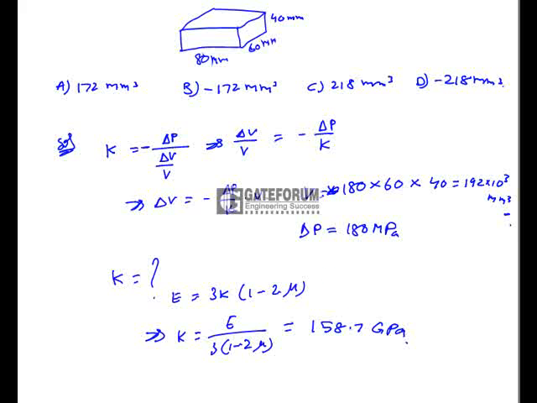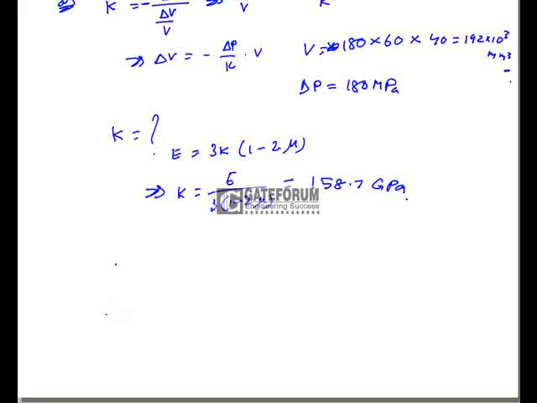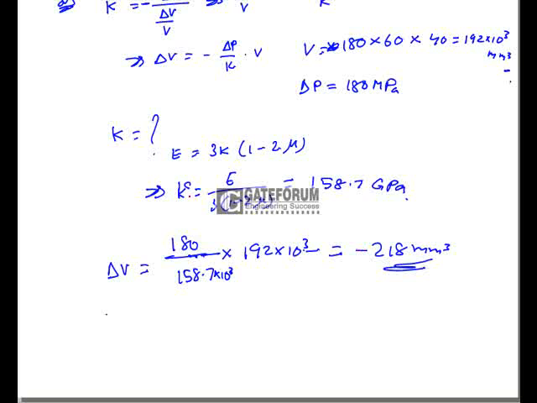Now substitute all these values in the change in volume. So here delta V is given by 180 megapascal, and K is 158.7 gigapascal, and here V is 192 into 10 cube. Now convert it into megapascal. So it gives a value of 218 mm cube, and it is negative because it is compressed. So in the options, the right option is D. D is the right answer.